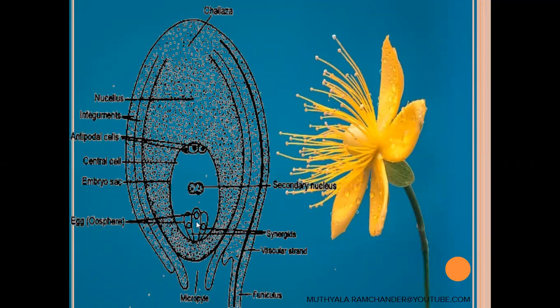This type of embryo sac is called a polygonum embryo sac. Later we will explain it. The polygonum embryo sac contains eight cells, arranged in a 3 plus 2 plus 3 arrangement. More than 75% of angiosperms contain the polygonum type of embryo sac in the ovule.